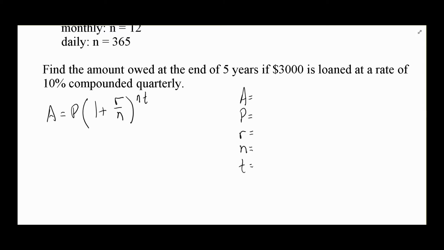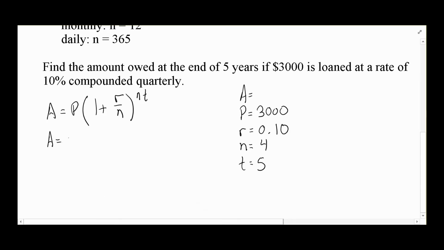So as we read through the problem, at the end of 5 years, 5 years is a time, so that's the T. $3,000 is loaned out. That's the initial amount that we got, so P is the initial amount, the 3,000. The rate is 10%. Now remember that we always enter this as a decimal, so it's 0.10 or 0.1. The fact that it's compounded quarterly means n is 4. There are 4 computations per year. The A is our unknown.